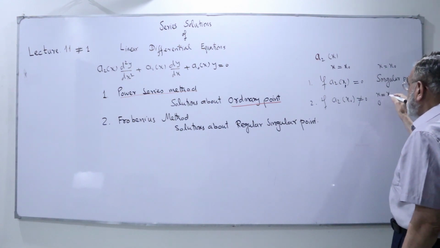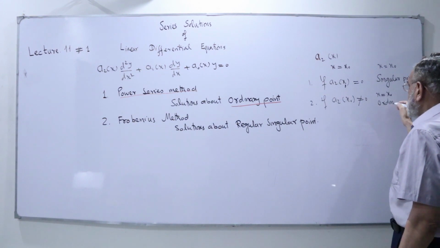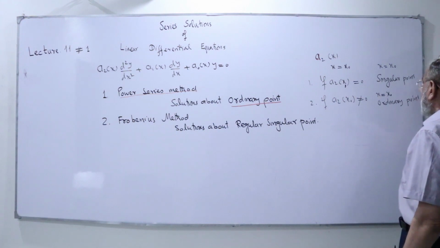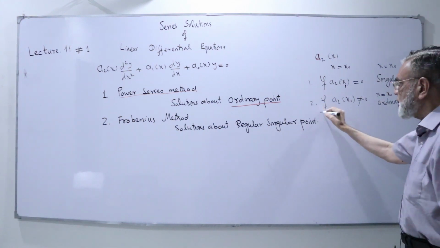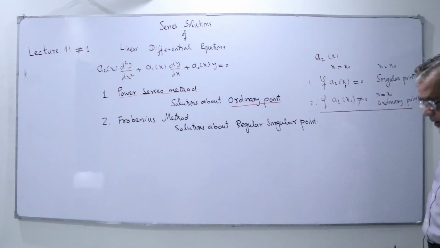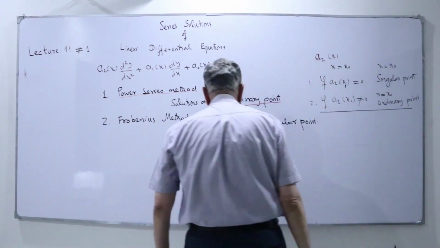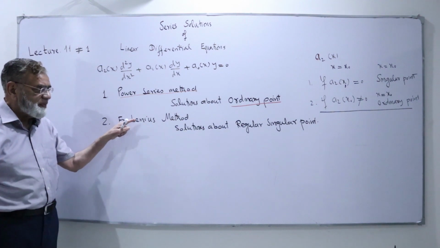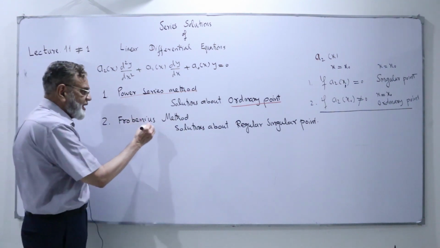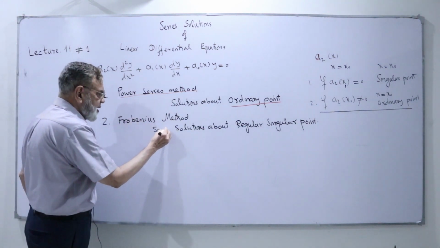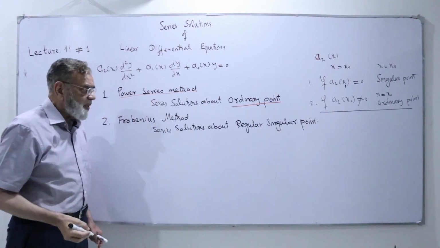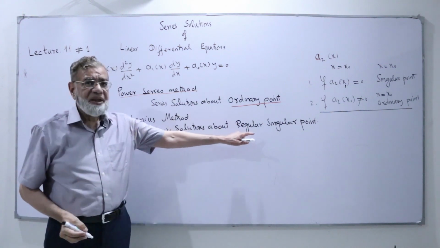And we have discussed our solutions about the ordinary points. We have not yet discussed the solution about the singular point. Now we have the second method. In the second method we have the Frobenius method, and we find the series solutions of our problem about the regular singular point.